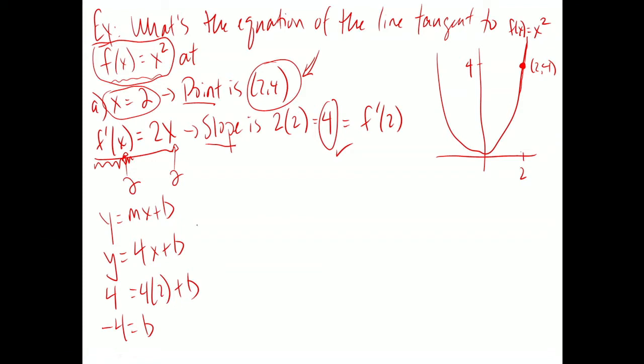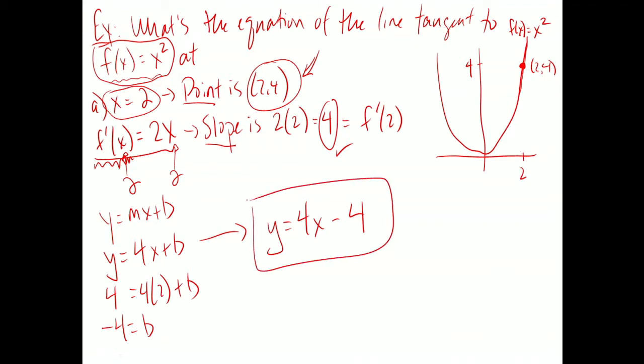Now I'm all done. The slope was 4, we knew that already, and we just computed that b is negative 4. So that's the answer, the equation of the tangent line: y equals 4x minus 4. Hopefully that makes sense. It pretty much always works this way, so there's not a whole lot of curveballs here.